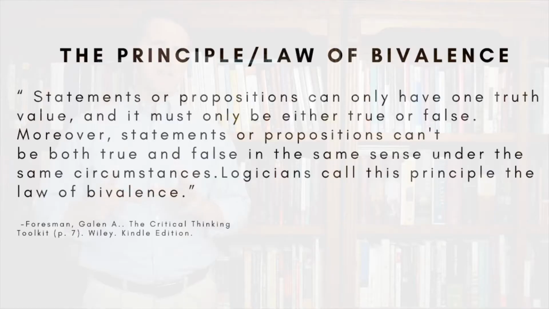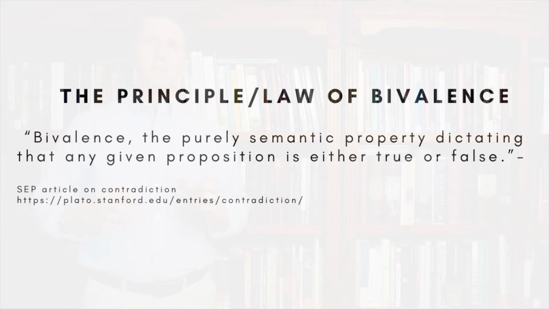But for now, to quote Forsman from the Critical Thinking Toolkit, he says, "Statements or propositions can only have one truth value, and it must only be either true or false. Moreover, statements or propositions can't be both true and false in the same sense under the same circumstances." Logicians call this the principle of bivalence, essentially. Now we can formally define that as bivalence, the purely semantic property dictating that any given proposition is either true or false.